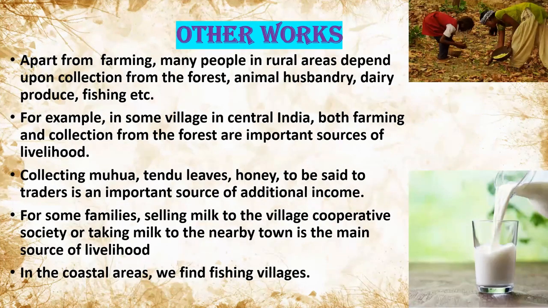Let us see the other works which people used to do in the village. Apart from farming, many people in rural areas depend upon the collection from the forest, animal husbandry, dairy products, fishing, etc. For example, in some villages in central India, both farming and collection from the forest are important sources of livelihood. Collecting mahua, tendu leaves, honey to be sent to traders is an important source of additional income. And for some families, selling milk to the village cooperative society or taking milk to the nearby town is the main source of livelihood. In the coastal areas, we find fishing villages.